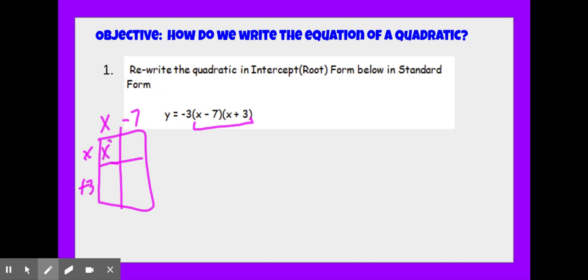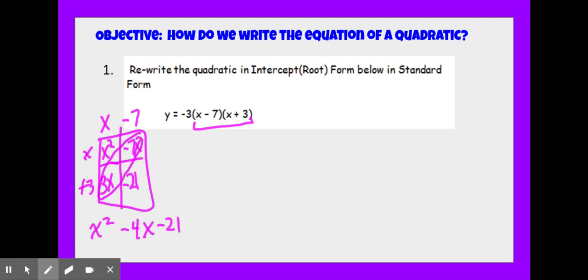x times x is x squared. x times negative 7 is negative 7x. 3 times x is 3x. 3 times negative 7 is negative 21. So when we combine our like terms here, we end up with x squared minus 4x minus 21.